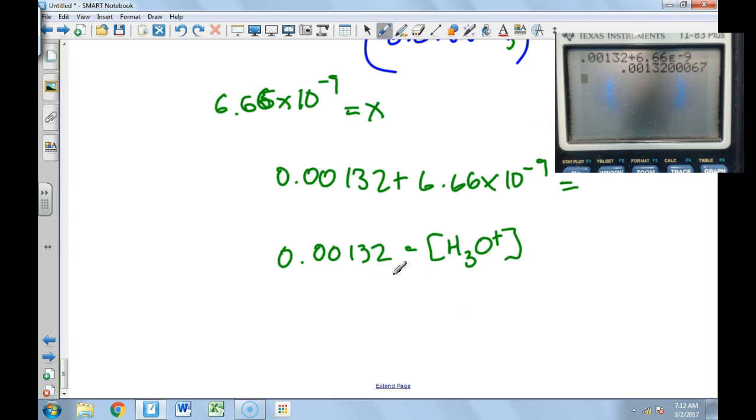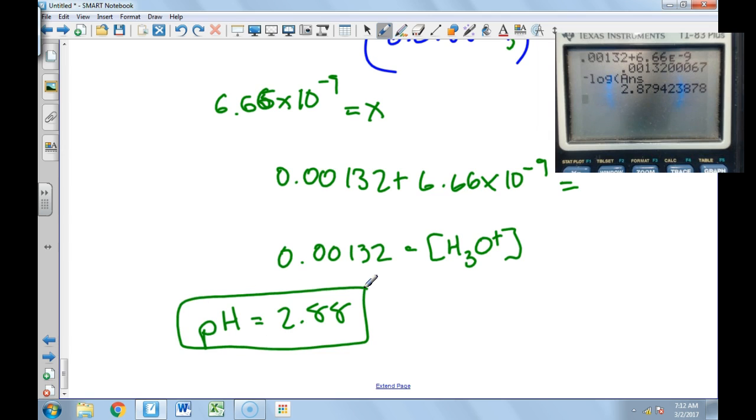And so if that's the concentration of hydronium ion, then you do the pH of that. pH equals the negative log of that. And so now we get an answer of 2.88 is equal to the pH. Okay. So, there you have all of that. Whew, it's a long time.